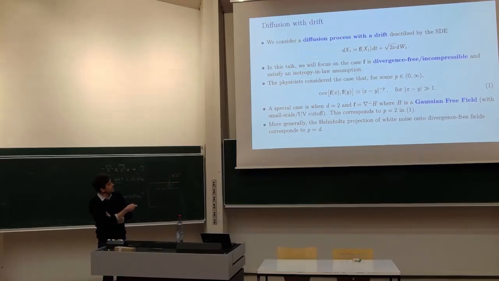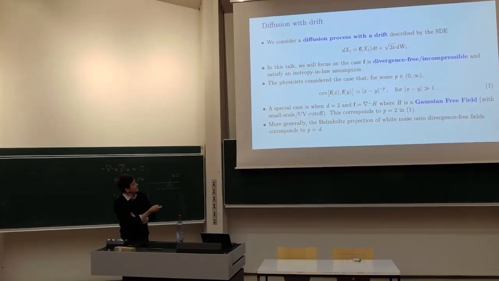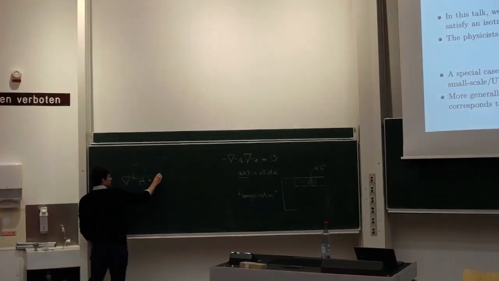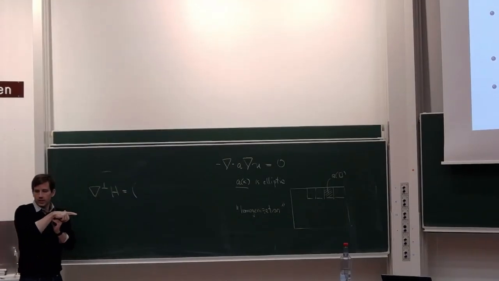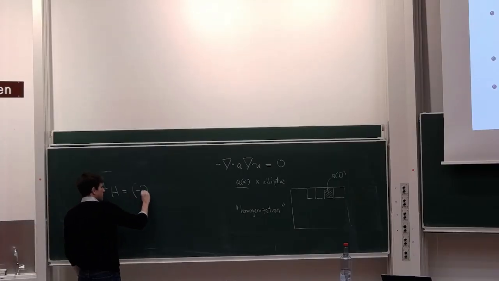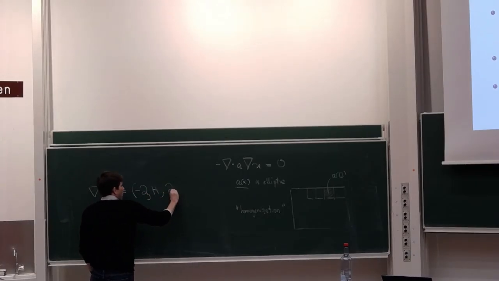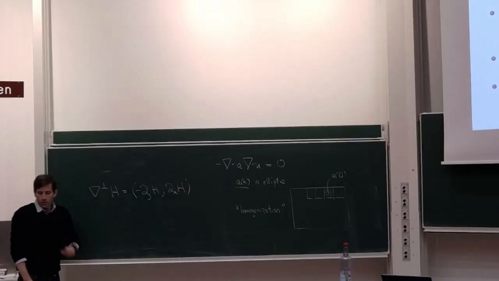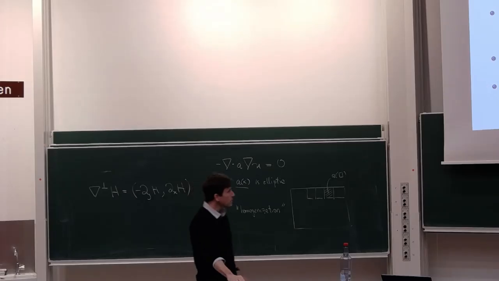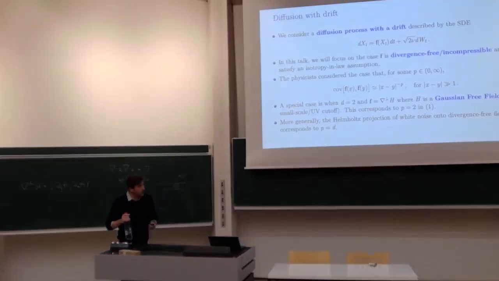The special case is in dimension 2, when the field is the perpendicular gradient, grad perp, of a particular random field called the Gaussian free field. In that case, it corresponds to p equals 2. Just so you understand what I mean, I think this notation is not standard, so some people have never seen it. This thing just means you take the gradient and you rotate by 90 degrees, and then it's divergence free, right? So it's minus the y derivative of h and then the x derivative of h.